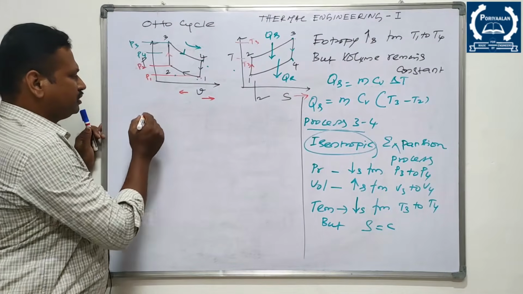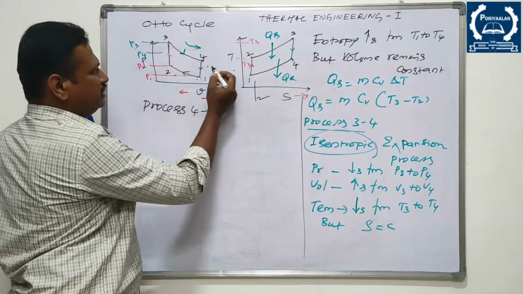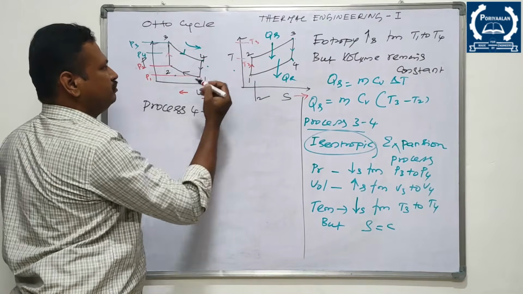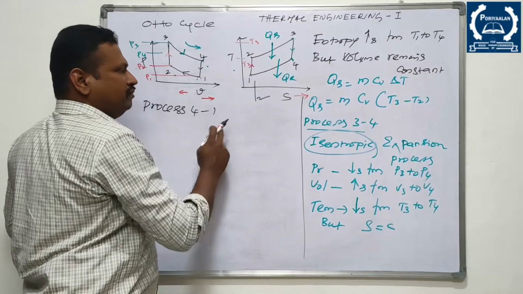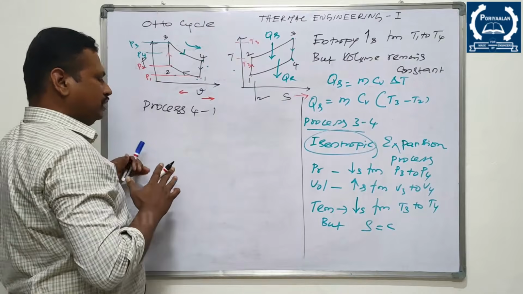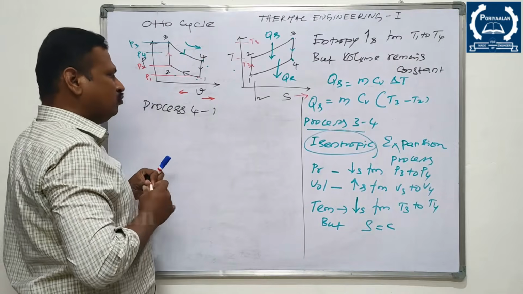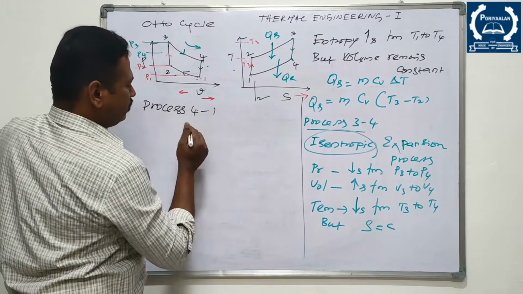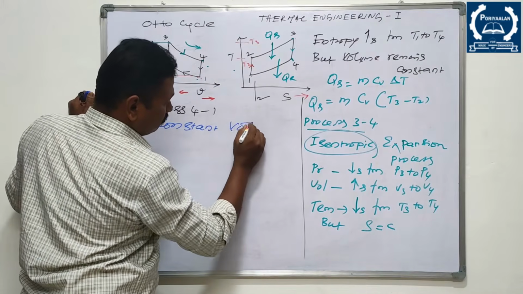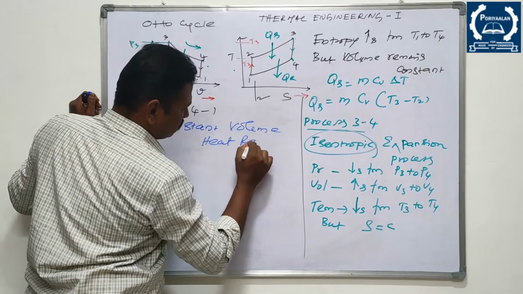So coming to process 4 to 1, you can see that there won't be any change in volume. That's why it is known as constant volume process. There is a decrease in pressure with reference to the PV diagram. When you are coming to this, temperature decreases, at the same time entropy also decreases. You can see this is a constant volume heat rejection process.